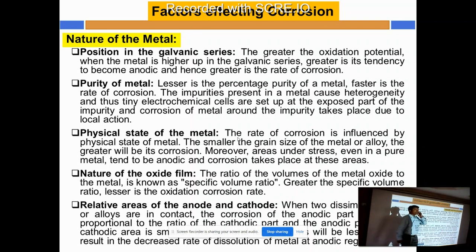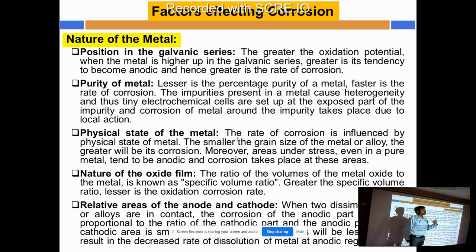Now what is the second one? Purity of the metal. So what is purity? We often talk about the purity of gold. How do you measure the purity of gold? In terms of carats. So 24 carat gold, 22 carat gold. What it signifies is how much percentage is in the purest form. Gold will not be 100% gold. If you take any gold, you will never get 100% gold. You will add something else.